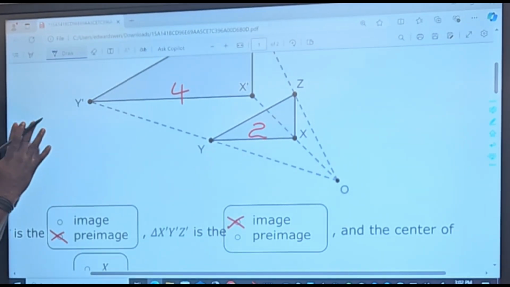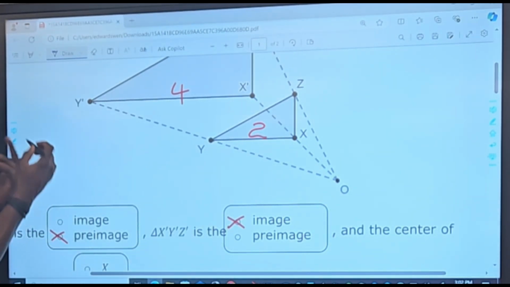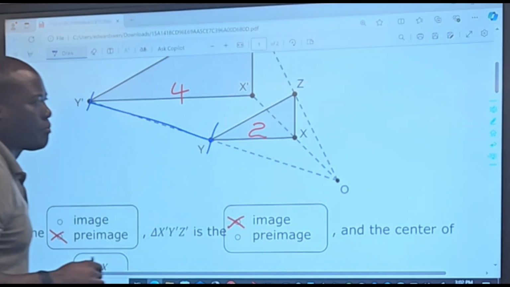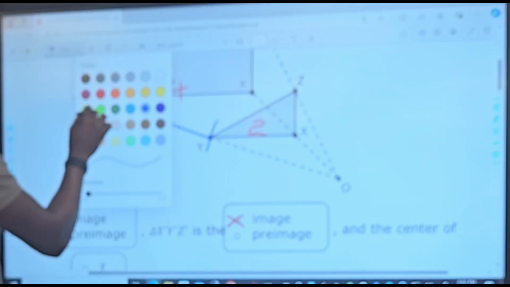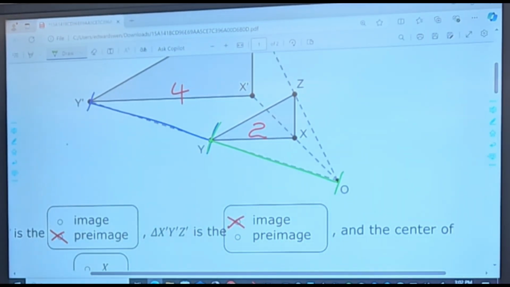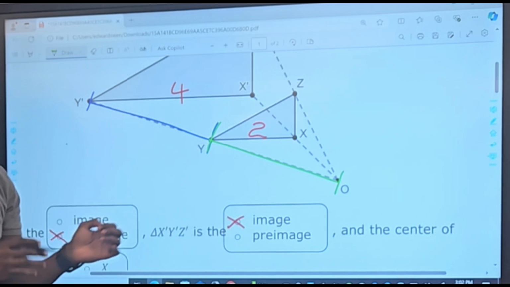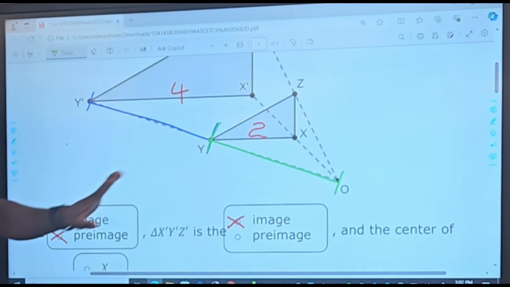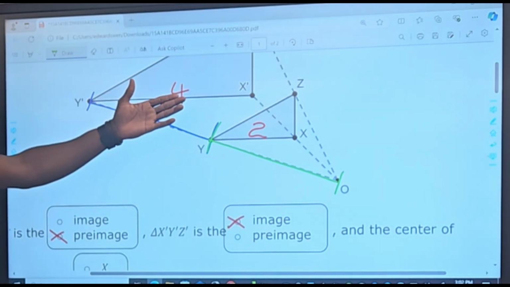So what they're asking us to do here is to write the ratio of this that I'm going to put in blue over this that I'm going to put in green. So they want us to compare the blue with the green. They didn't give us any number, really, and we cannot calculate these numbers. We're not on a grid. However, the dilation ratio is enough to guide us to think what is what.